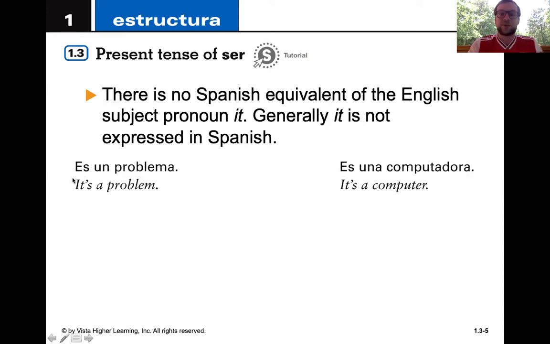So we can just say, if you want to say it's a problem, es un problema. If you want to say it is a computer, es una computadora. So we'll do a little bit of this in our activity that you will have coming up shortly. Bien. So es un problema, es una computadora. It is a computer, it is a problem. So you don't need to say it before you use the verb conjugation. Just use the third person singular conjugation.